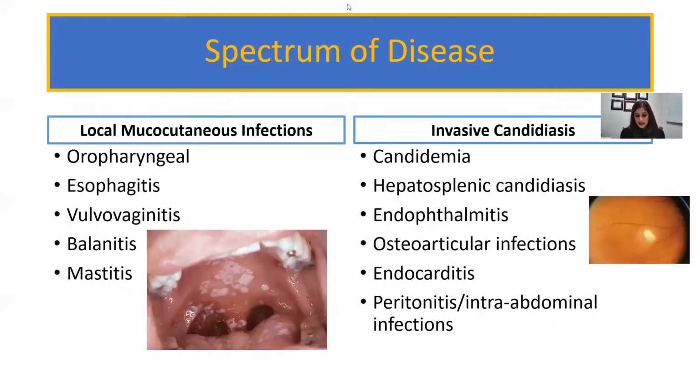And so, as you know, Candida can cause a wide spectrum of disease, and this is dependent on host factors, as we've mentioned. Disease can vary from local mucocutaneous infections, manifesting as thrush or esophagitis, mastitis, sometimes vaginitis, to invasive candidiasis with candidemia, possibly retinal involvement with endophthalmitis, bone and joint infections, endocarditis, intra-abdominal infections, as well as some chronic disseminated forms such as hepatosplenic candidiasis.